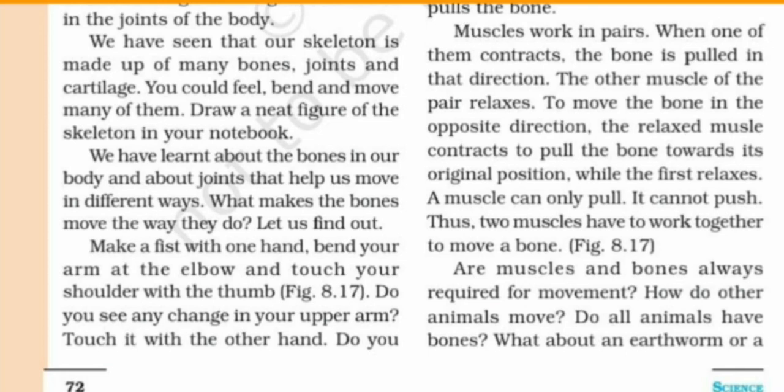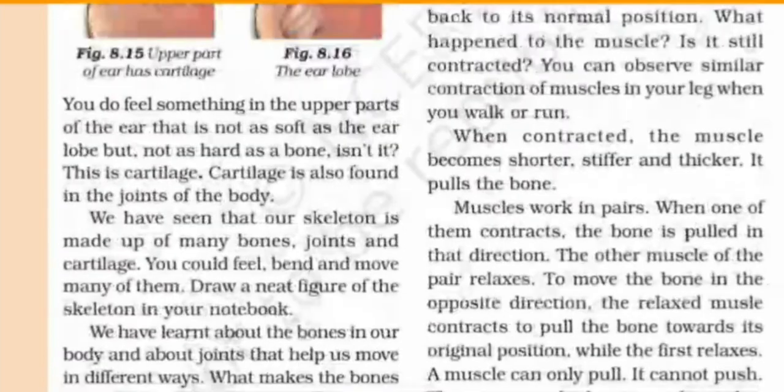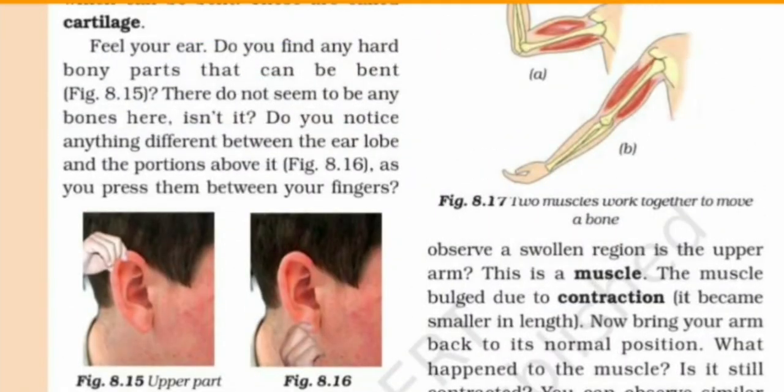Make a fist with one hand, bend your arm at the elbow and touch your shoulder with the thumb. You can do this exercise at home. You can touch your shoulder with the help of the thumb by just bending your elbow. Touch it with the other hand. Do you observe a swollen region in the upper part? When you are touching with the thumb, you can see the muscles in the upper part of the arm, right?